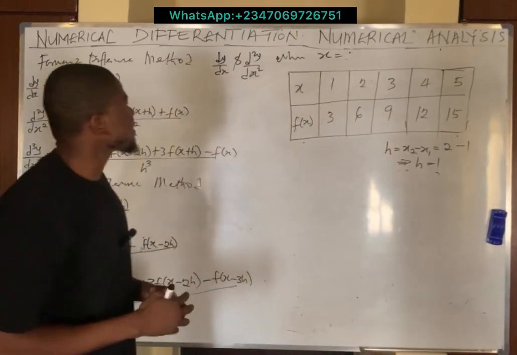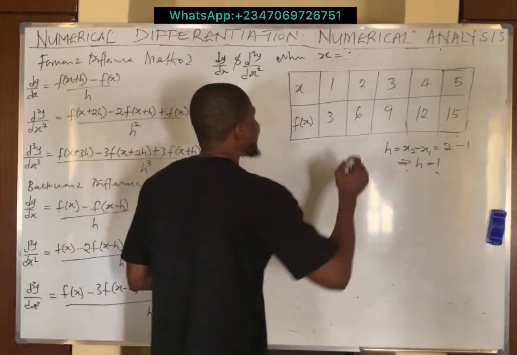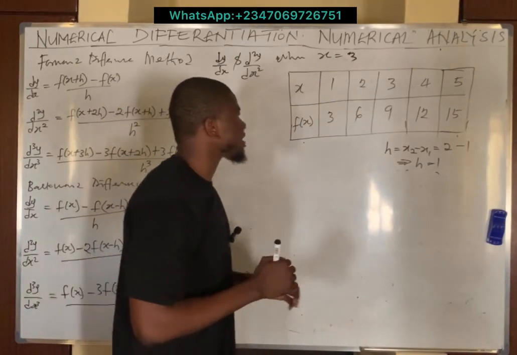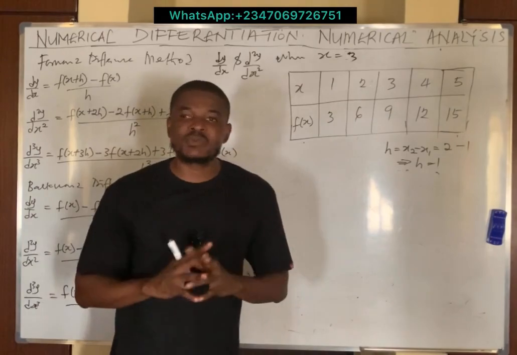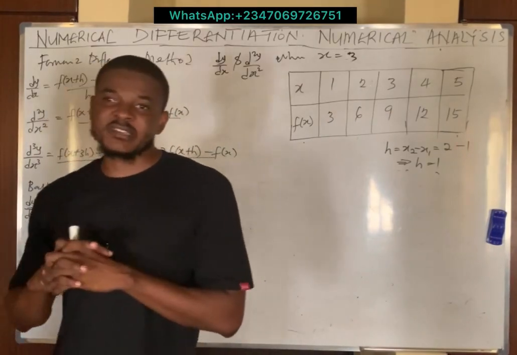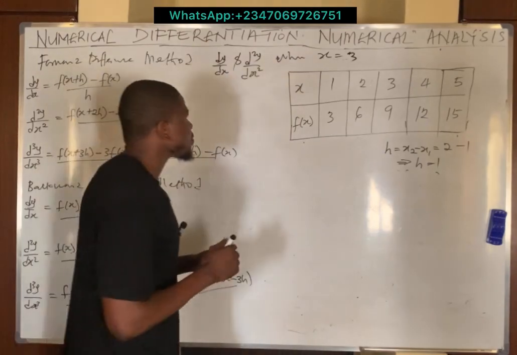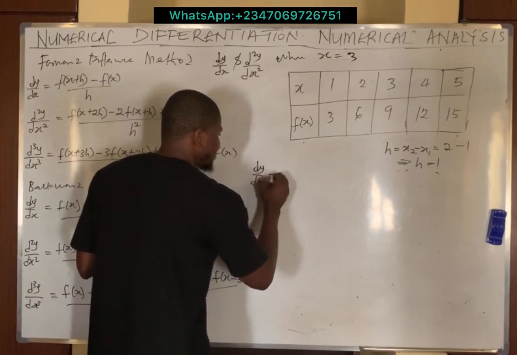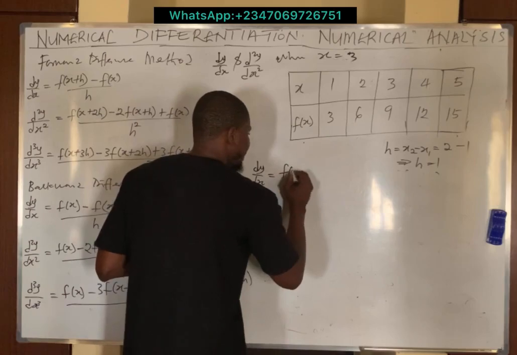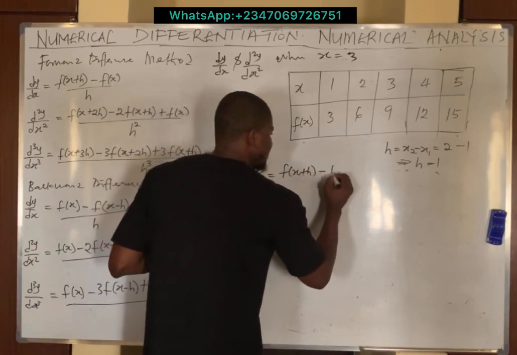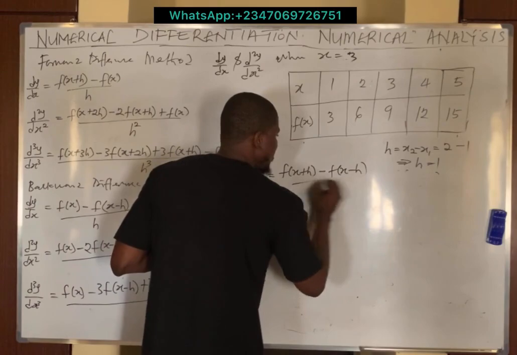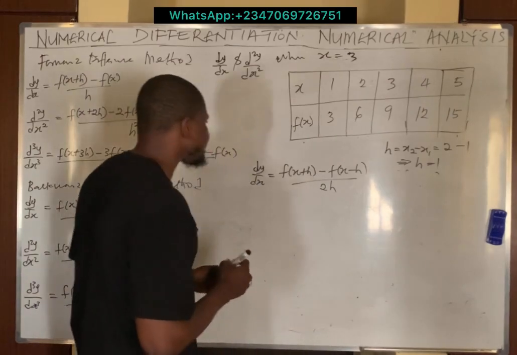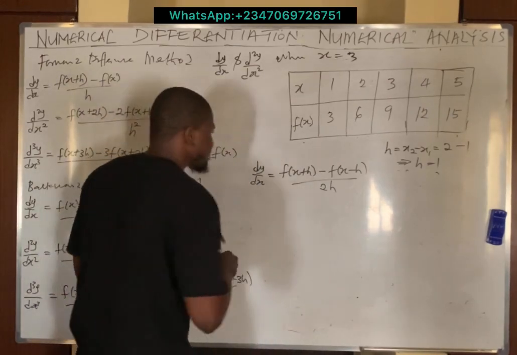so let's say we're asked to find the first and second derivative when x is equal to 3. Now you see that 3 is directly at the center of the table, which means we are going to be employing the central difference method, right? Okay, so do you remember the first derivative for the central difference method? dy/dx is simply equal to f(x + h) minus f(x - h) all over 2h.